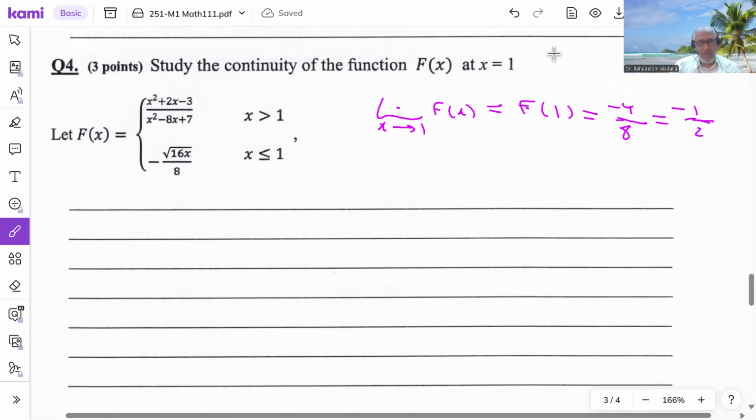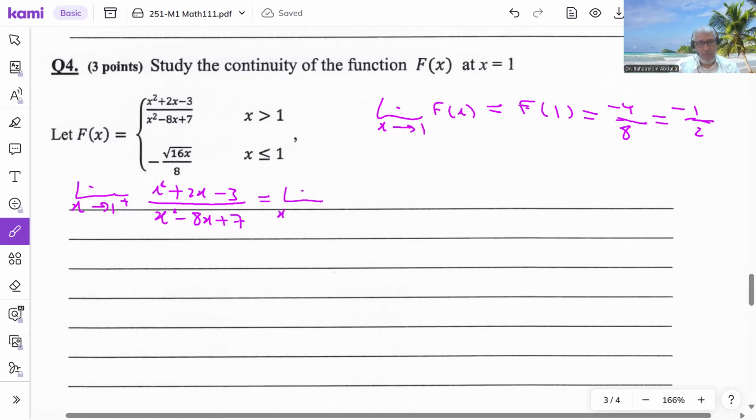Let us see whether the limit exists. So let us find the limit as x approaches 1 from the right, because the function changes its definition around 1. So from the right, I need x greater than 1. So I'll use this definition, x squared plus 2x minus 3 over x squared minus 8x plus 7. To find this limit, I replace x by 1. I get 0 over 0.